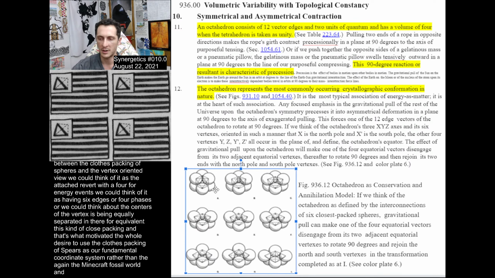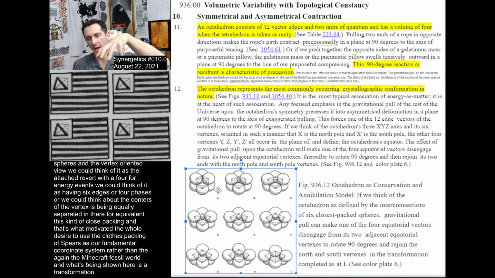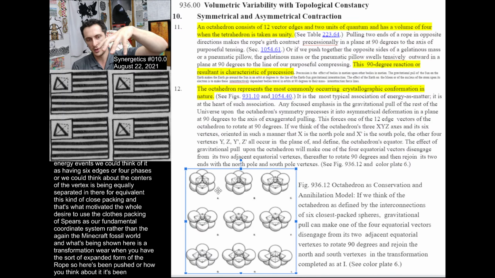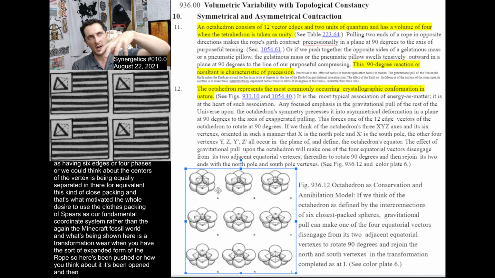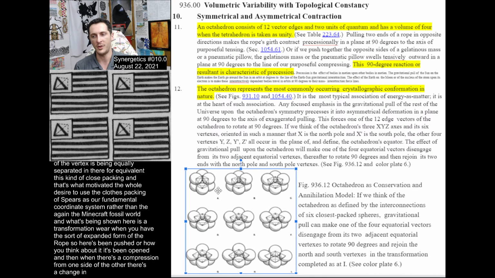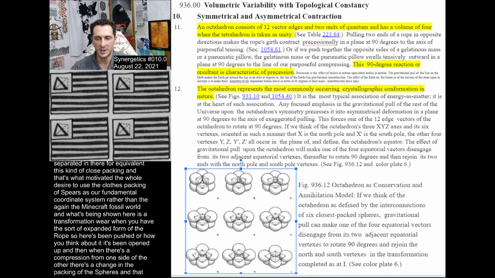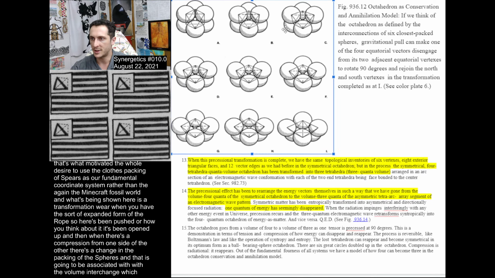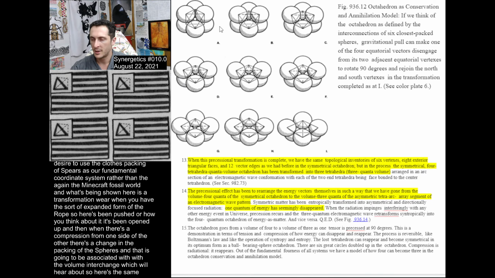And what's being shown here is a transformation where when you have the expanded form of the rope, so here it's been pushed, or depending on how you think about it, it's been opened up. And then when there's a compression from one side or the other, there's a change in the packing of the spheres. And that is going to be associated with a volumetric change, which we'll hear about. So here's the same figure.